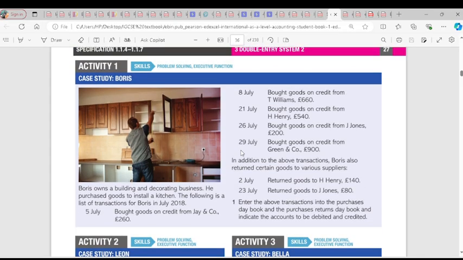I use dollars instead of pounds. 8th of July, T. Williams, 21. July 21, H. Henry, 540. 26, J. Jones. 29, Green J. and Co.